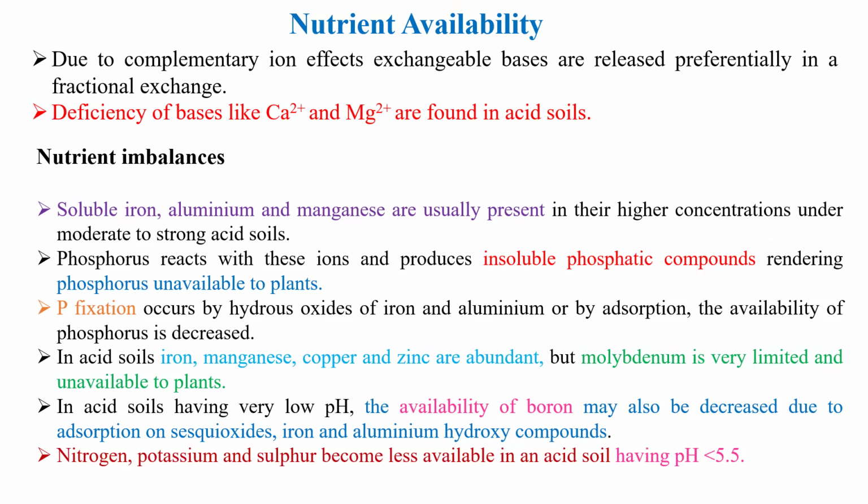In acid soils, iron, manganese, copper, and zinc are most dominant, but molybdenum is very limited and unavailable to the plants. In acidic soils at very low pH, the availability of boron is also decreased due to adsorption on sesquioxides and aluminum hydroxide compounds. Nutrient elements like nitrogen, phosphorus, and sulfur are less available at acidic pH.